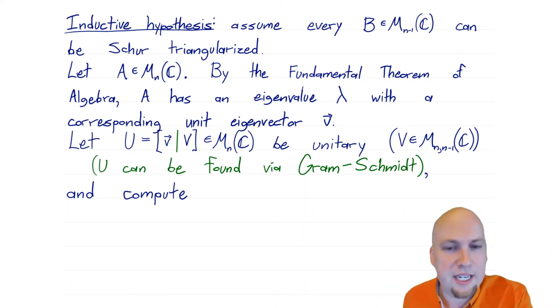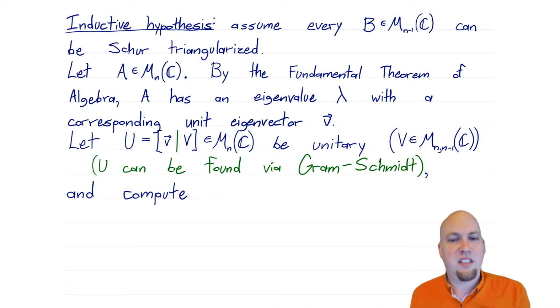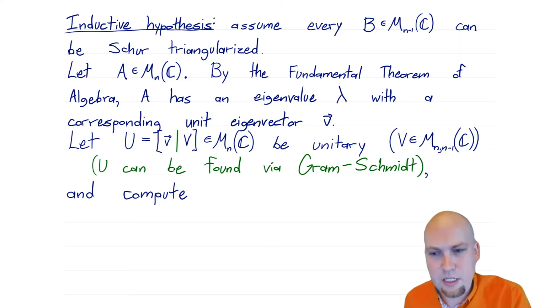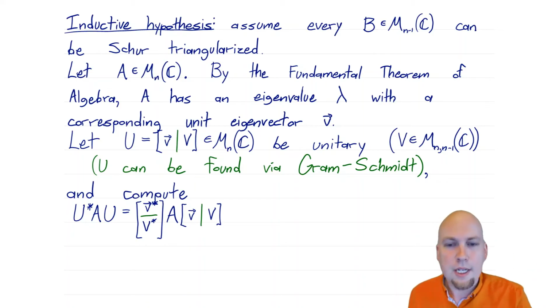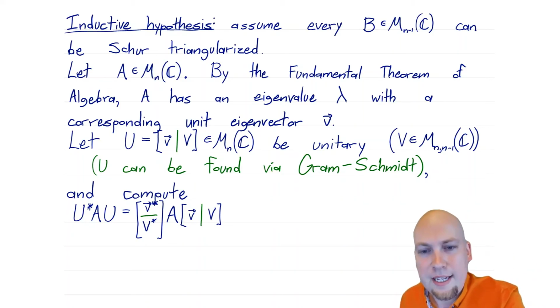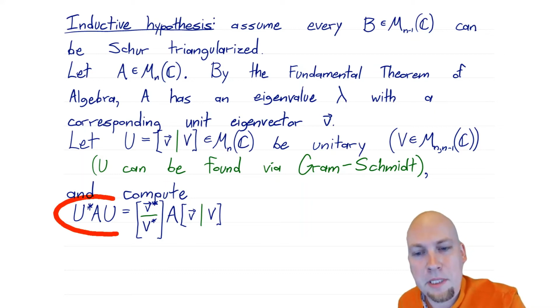All right, so just find some unitary that has V as its first column, okay? And then what we're going to do is compute some weird matrix product. I claim that this U that we just computed is going to help us get a little bit closer to upper triangular. So what I'm going to do is compute U star AU.